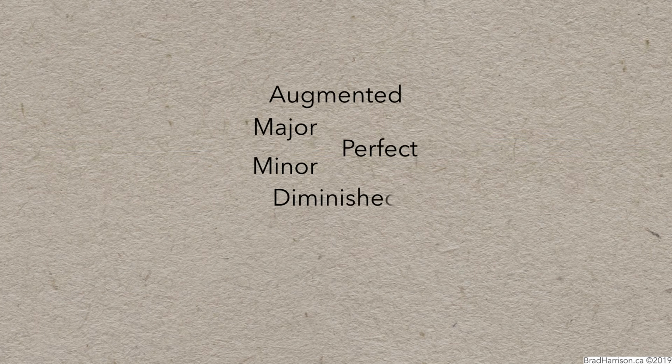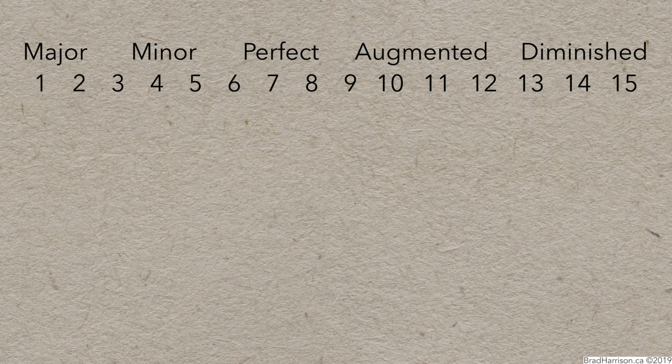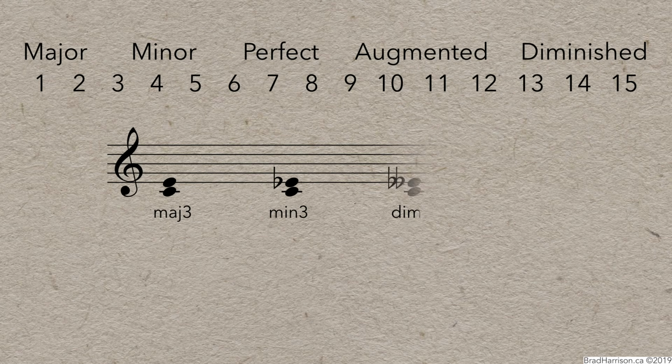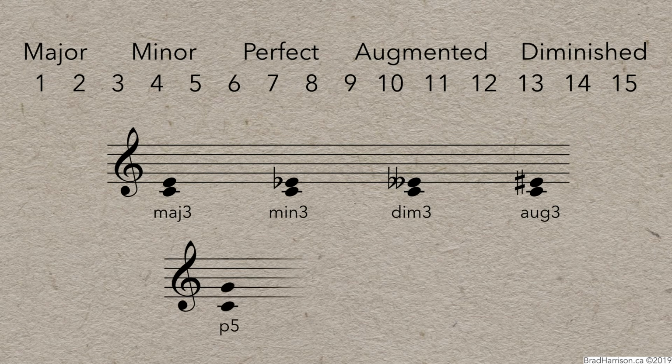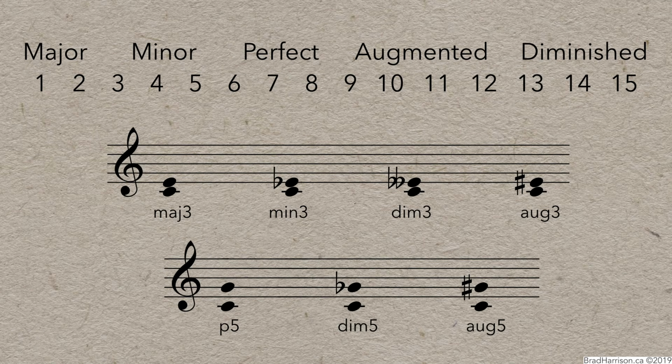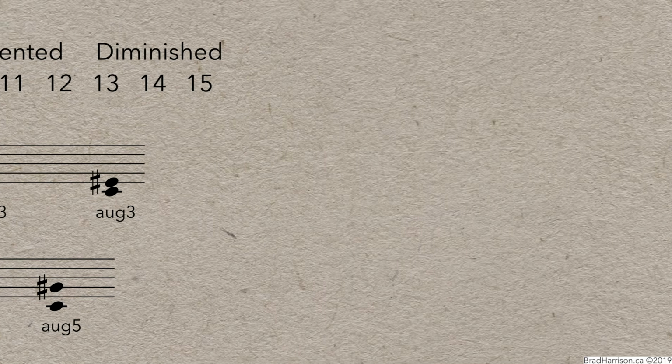Intervals are defined by a quality and a number. They have names like major third, minor third, diminished third, or augmented third, or perfect fifth, diminished fifth, or augmented fifth. The quality of an interval is determined by comparing the top note to the major scale of the bottom note. The number is much simpler, so we'll start there.